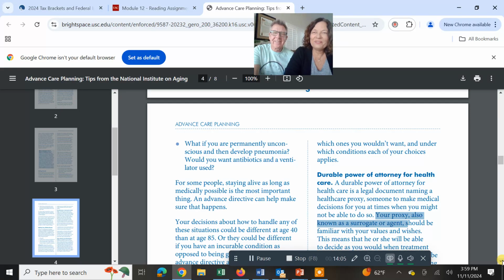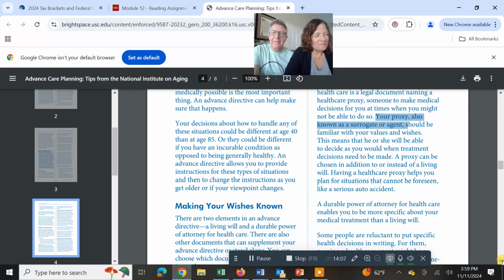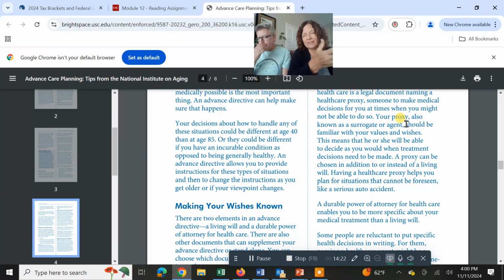So communicate with your loved ones, and make sure that they understand what you're thinking and what you want. And update it. Your proxy can change when you get divorced. Absolutely. And in a lot of states, the state law is that when you get divorced, your advance directive is absolutely canceled. How about if you're separated?